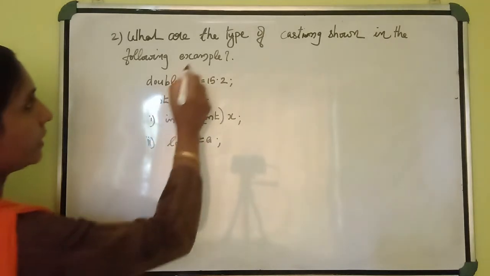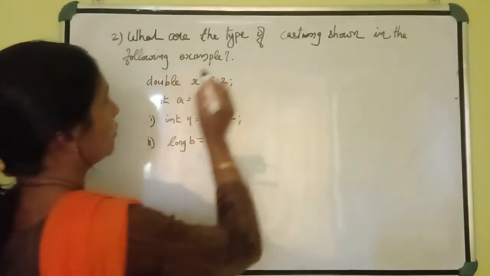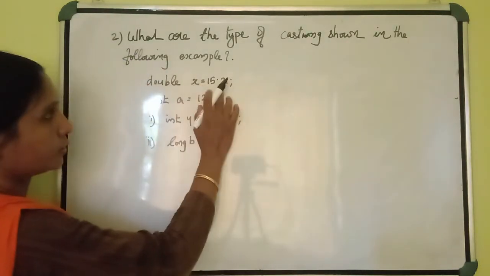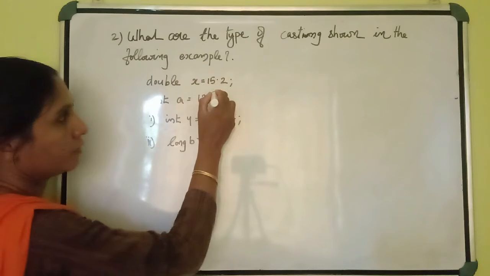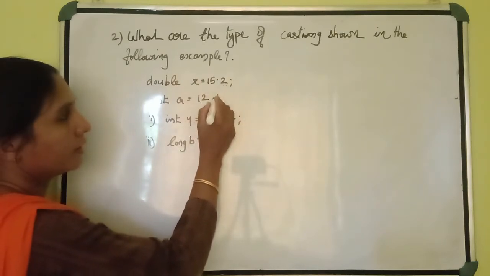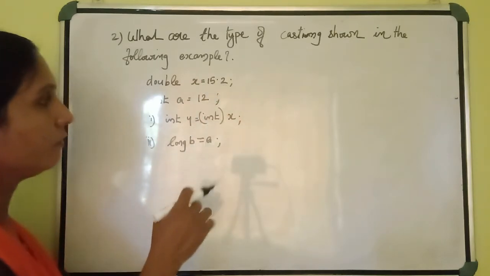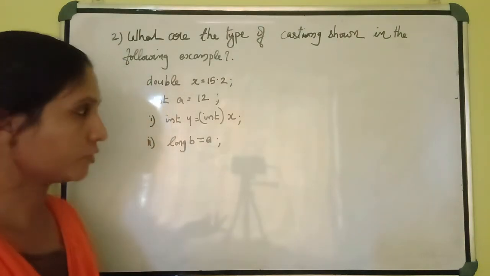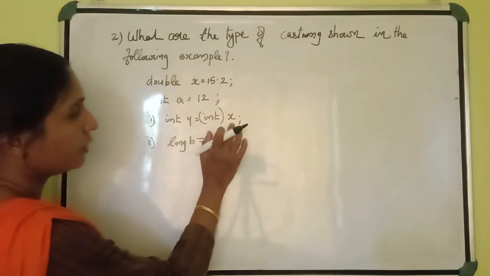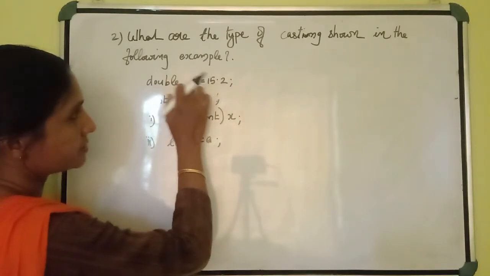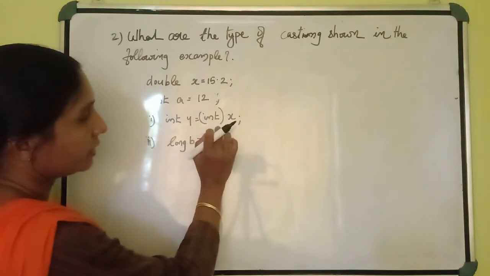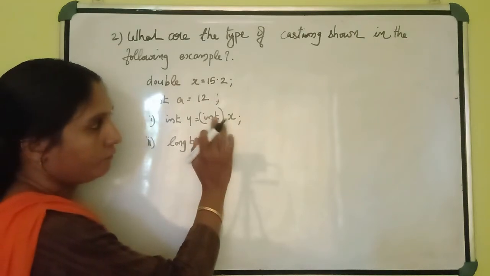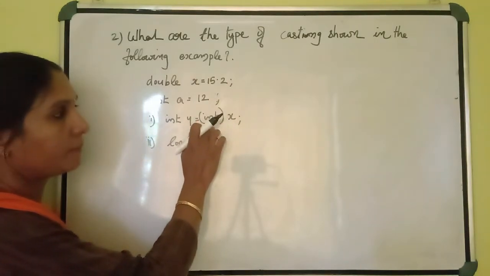Consider one more question. What are the types of casting shown in the following example? Type of casting means a type conversion. Double x is equal to 15.2, int a is equal to 12. Here they have given two variables and two type conversions. You have to identify the type of conversion. int y is equal to (int) x. We know the data type of x is double, and they converted it by the user's intervention. They converted this x to int data type with the bracket. They had given the data type in brackets.